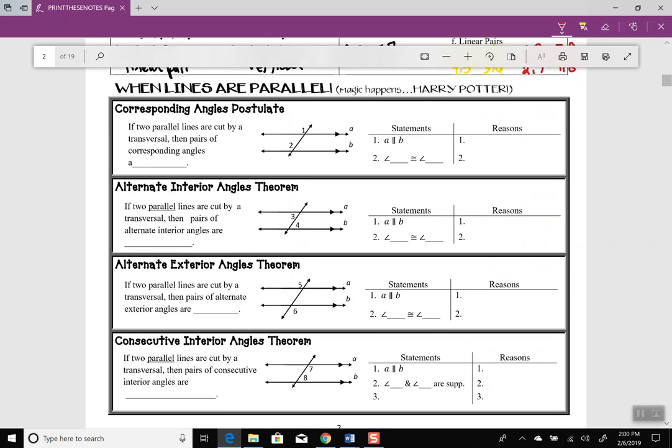Moving on, we just wanted to make sure that we knew that, again, corresponding angles are congruent. That means equal. Alternate interior angles are congruent. Alternate exterior angles are congruent. Consecutive interior angles is the one that's different. If you're consecutive interior, then you are supplementary. Again, this is a key thing, that if two parallel lines, so you have to have parallel lines cut by a transversal, then these statements are true.